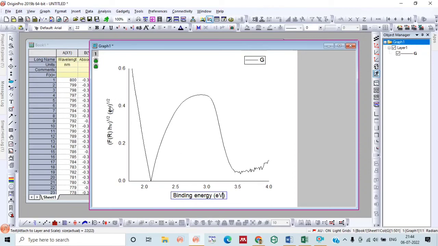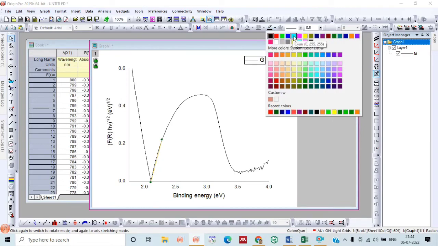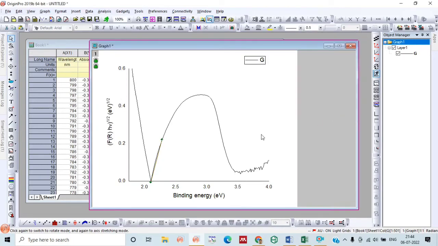Now to get the band gap, what we need to do, we need to draw a tangent to the slope of the graph. So let's draw a tangent here, and the point to be noted here is that the tangent should intersect the x-axis at the zero coordinate of the y-axis.